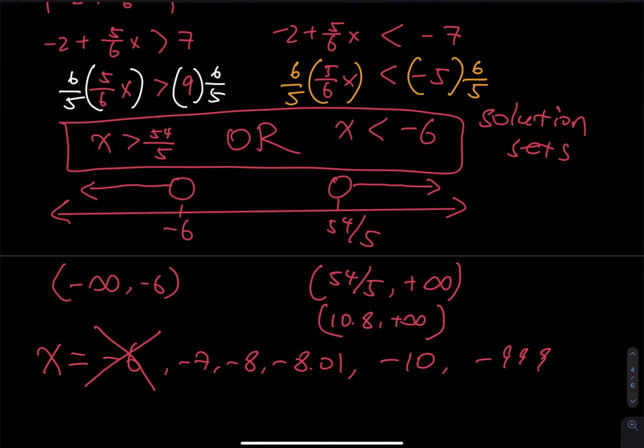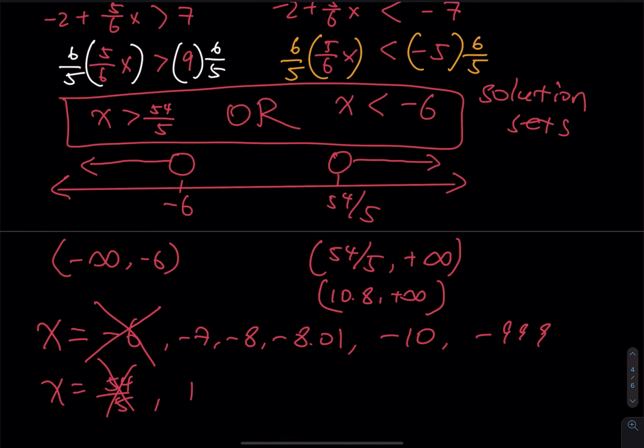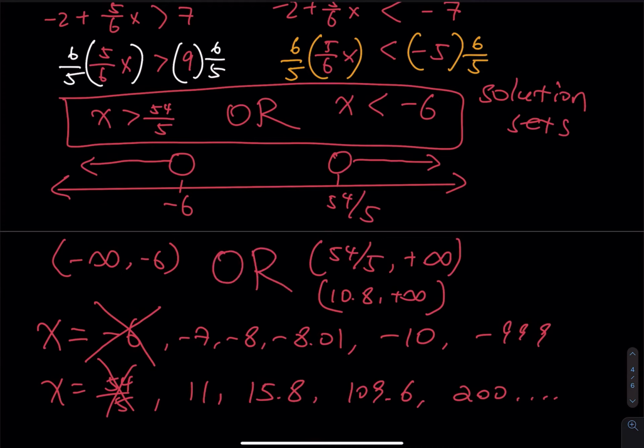The other interval, it can be 54 over 5? No. There is no equal. 11, 110, 15.8, 109.6, 200, so on and so forth. So every time you pick a number, the number must be either in the first interval or in the second interval. So that's why you need the conjunction or.